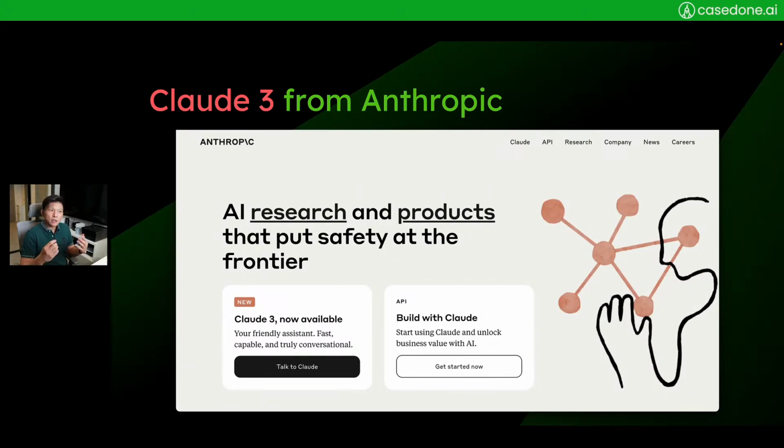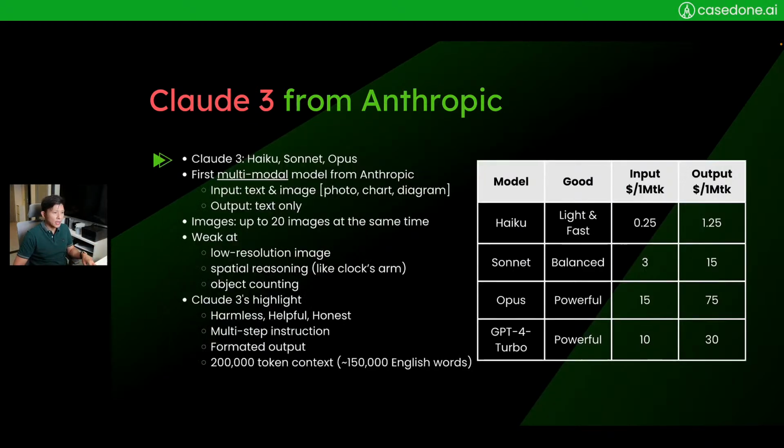So recently, Anthropic has released its latest model called Claude 3. Anthropic itself is a company known for building AI that puts safety first. And now this model is released to the public. You can use the Claude 3 model through API as well. Now, Claude 3 comes in three levels, so three versions: Haiku, Sonnet, and Opus.